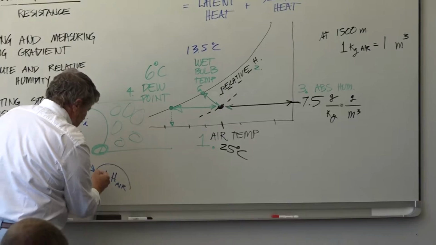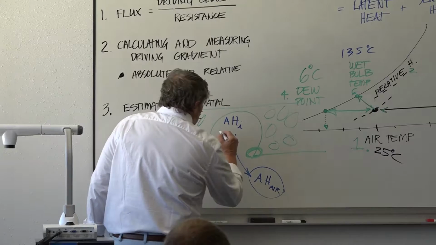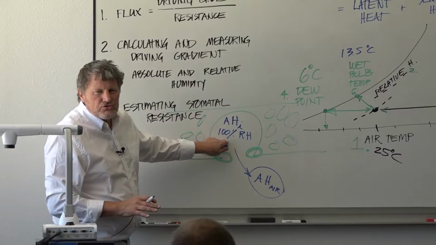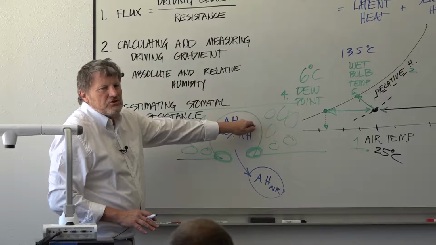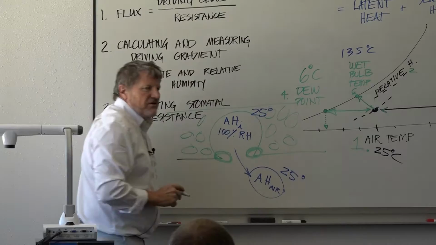How do we get humidity inside the leaf? We know that any leaf that is not wilted, that is hydrated, is 100% relative humidity. It might be 99%, but it's very close to 100. So now, if we know leaf temperature, and for this example, let's say that the air is 25, we just did that. Now let's say the leaf is 25. These happen to be at the exact same temperature in this example.